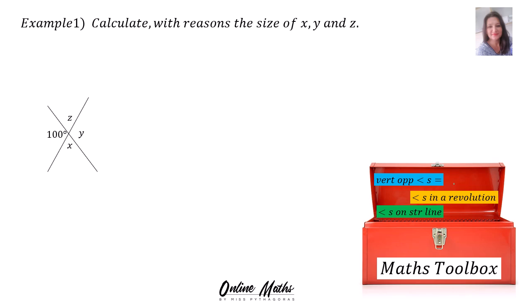Now let's see. You can start anywhere. My advice to you is to start where you find the known angle, and there's 100 degrees. So I suggest we start with this. Do you agree that angle y and this known angle, they are vertically opposite? Therefore, we can say that angle y is equal to 100 degrees, and the reason is vertically opposite angles equal. Then, once you know the size of an angle, you write it on your sketch.